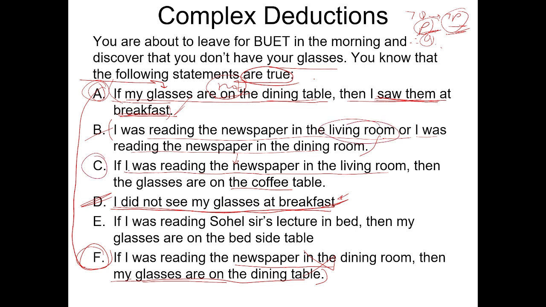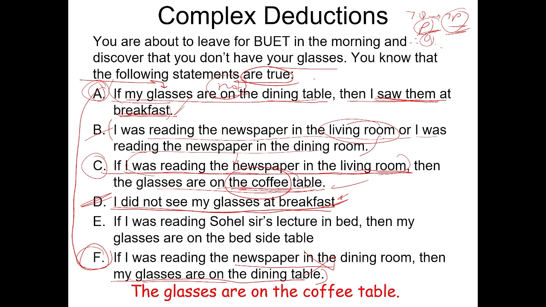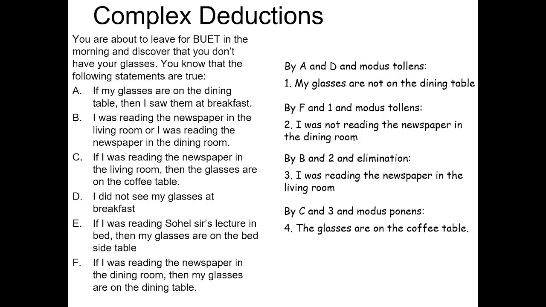Now look at C. If I was reading the newspaper in the living room, then the glasses are on the coffee table. You know that this hypothesis is true, so the glasses must be on the coffee table. Yep, they must be. So the answer is the glasses are on the coffee table. So this is a complex deduction, and there must be a nice way to write it.